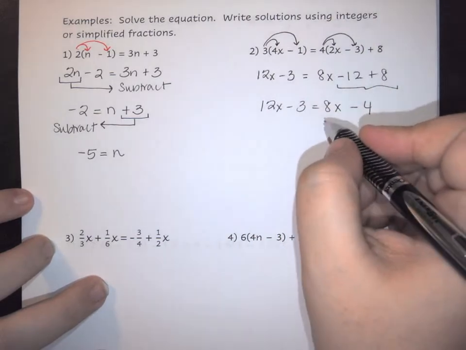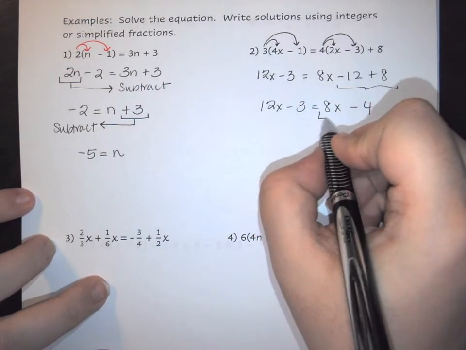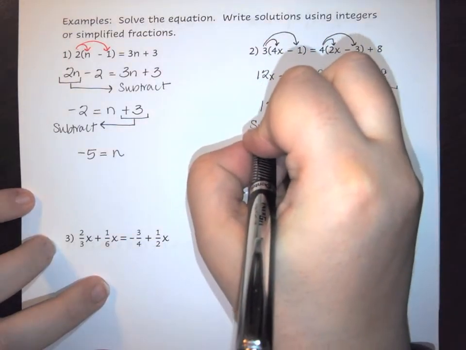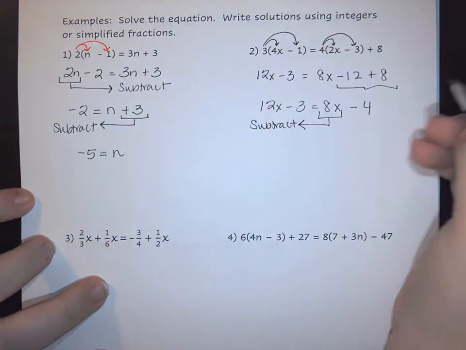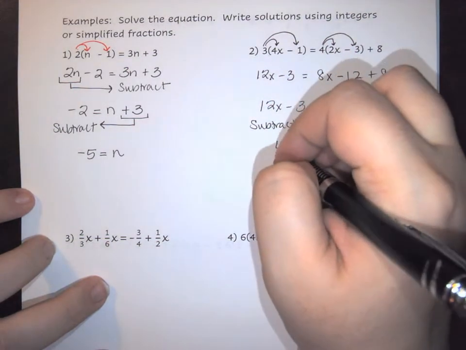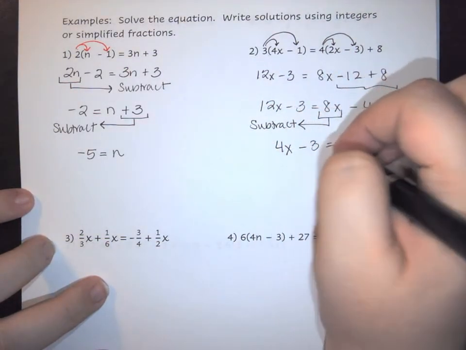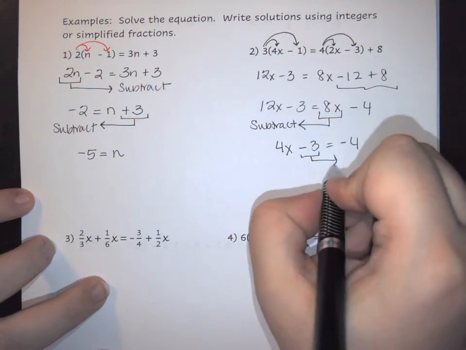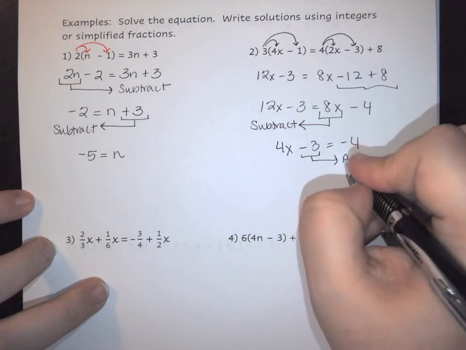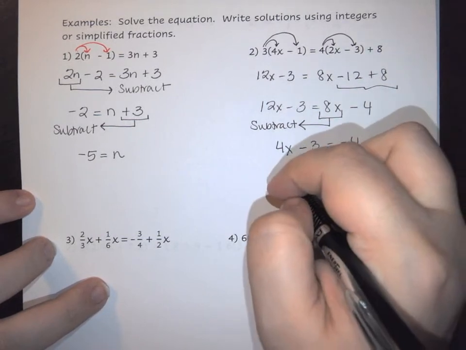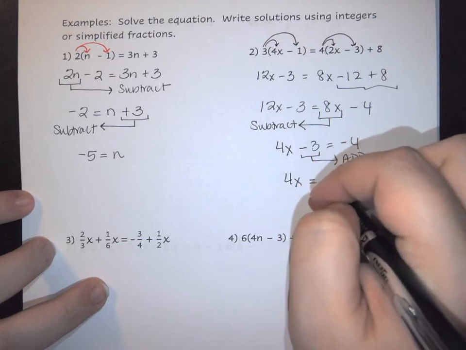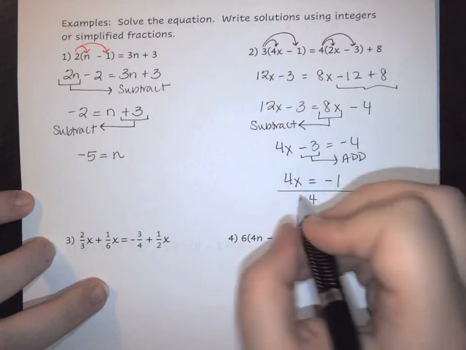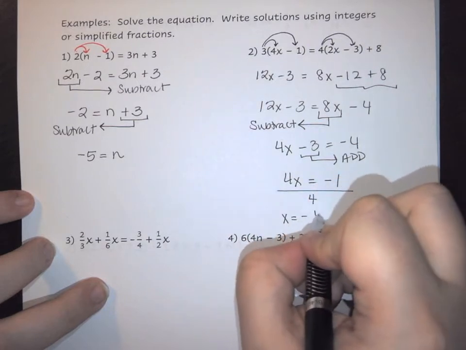And now, like before, I need to combine. So I'm going to take this 8x and shift it. Since it's positive, again, I have to subtract. 12x minus 8x is going to be 4x minus 3 equals negative 4. I need to move this 3 over. Because it is negative, I have to add it. So this is going to be 4x equals negative 1. Last but not least, I have to divide by 4. So we get that x is equal to negative 1/4.